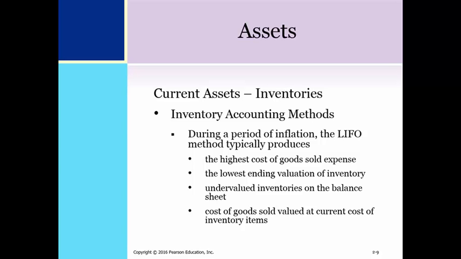All methods would produce the same results if there was no inflation or deflation, but of course that is never the case. During a period of inflation, LIFO, which assumes the last goods purchased are sold first, will produce the highest cost of goods sold. An undervalued amount will occur for the inventory amount on the balance sheet, since the first purchases are assumed to still be in inventory and not sold.